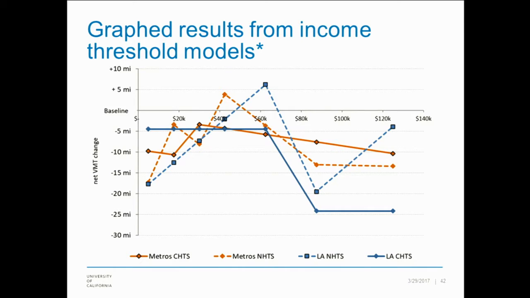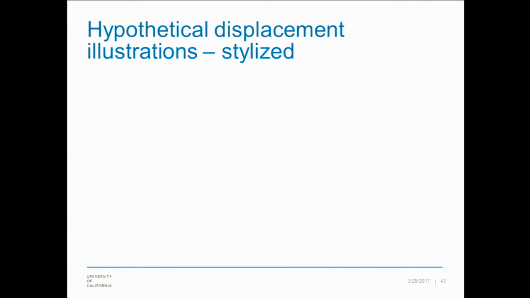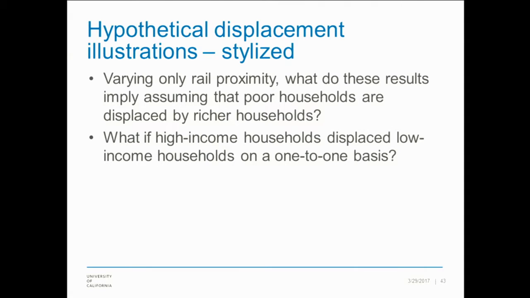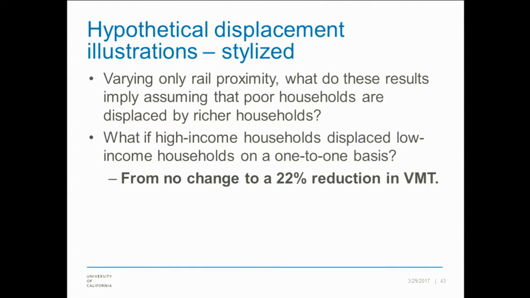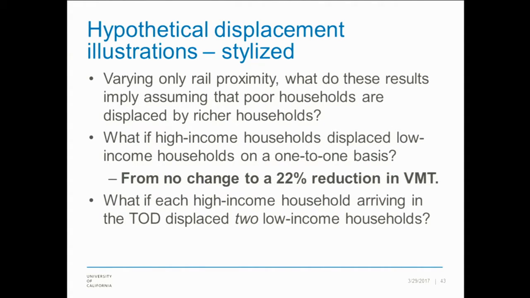All right, so I'm going to go to the final slide. I'm sorry, it's not the final slide. We have 3 more slides to go. What does all of this mean? Well, first of all, there's a question of what happens with displacement if we think about it on a 1-to-1 or 1-to-2 basis.